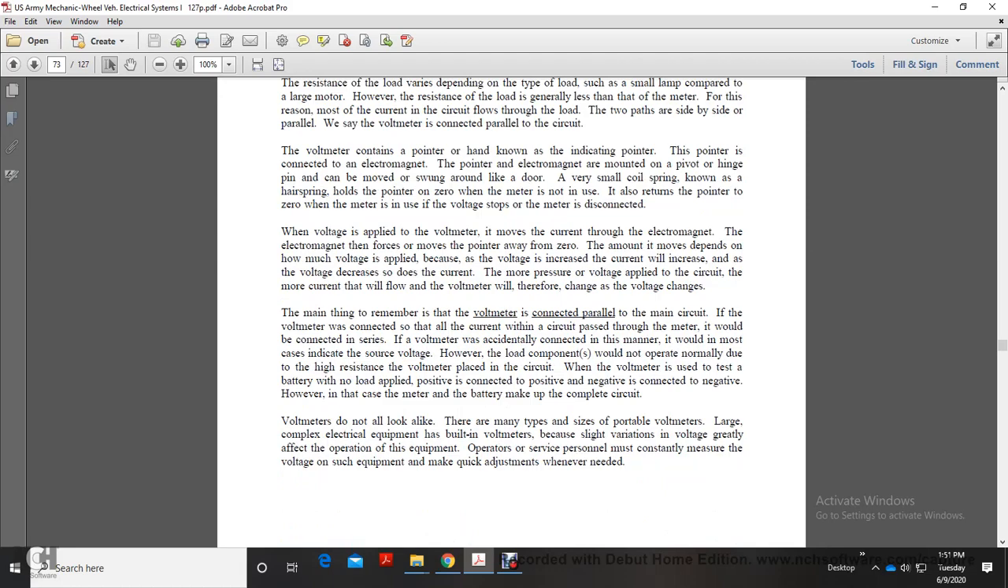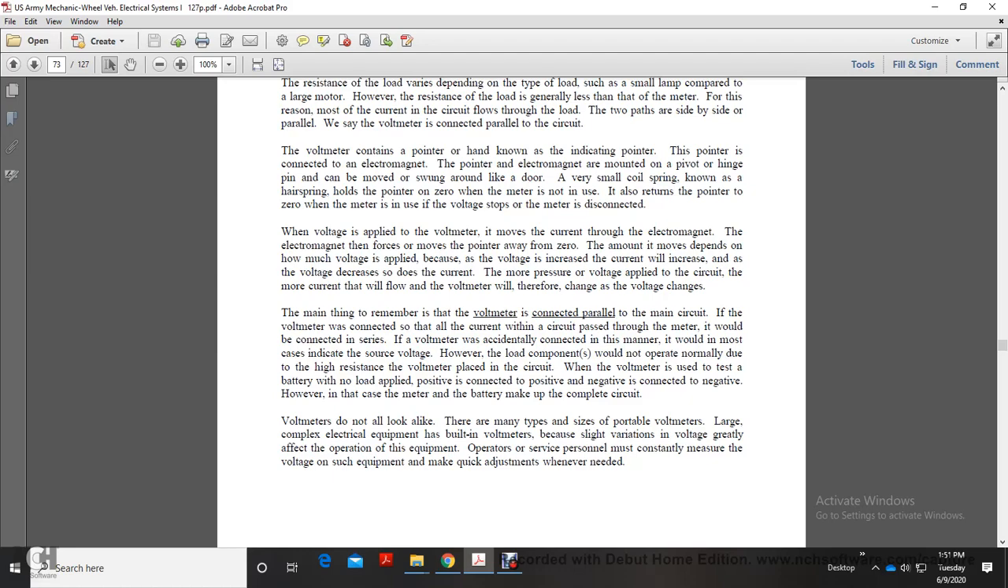As the voltage increases, the current will increase. So, as the voltage decreases, so does the current. The more pressure of voltage applied to the circuit, the more current will flow. The voltmeter will therefore change as the voltage changes. Main thing to remember: the voltmeter is connected in parallel to the main circuit.